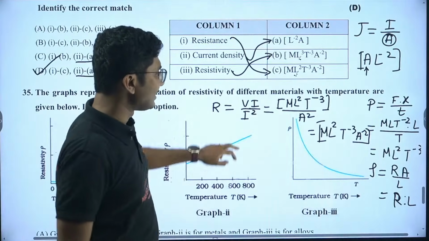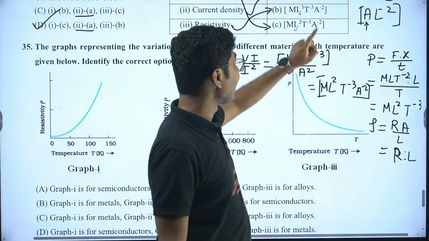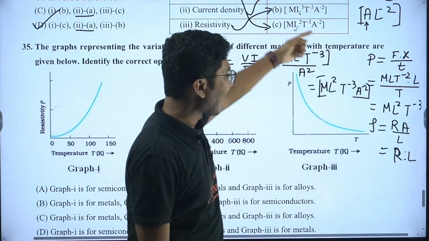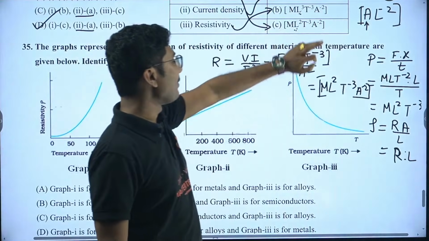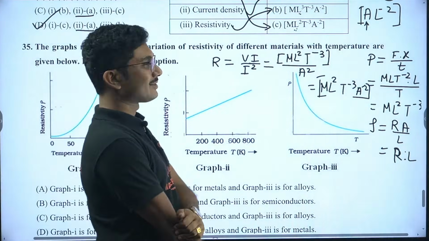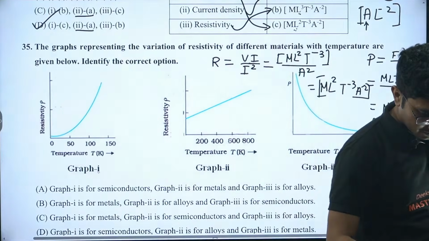So resistance is M L square T to the power of minus 3 A to the power of minus 2, and resistivity will be M L cube T to the power of minus 3 A to the power of minus 2, right? Thank you, Sagar.